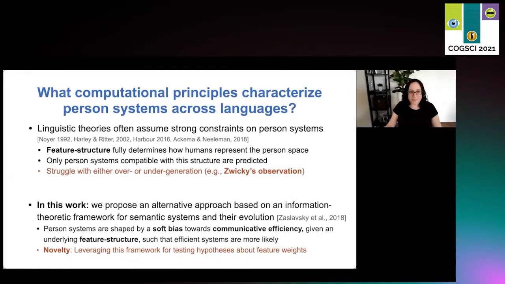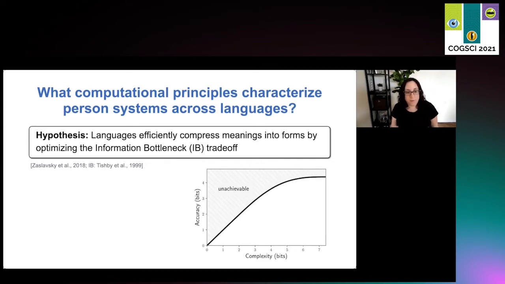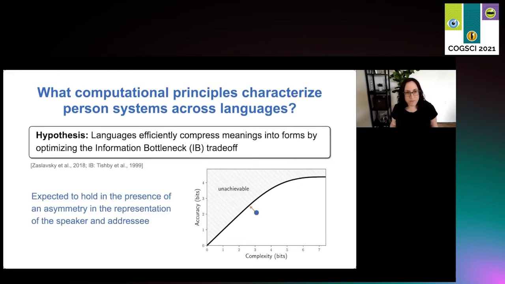Okay, thanks, Maura. So here's the main idea. Our approach is based on the hypothesis that languages efficiently compress meanings into forms by optimizing the information bottleneck between the complexity and accuracy of the lexicon. This principle gives us a theoretical bound on the efficiency of any person system, whether it is attested or not. This bound depends on their underlying representation of the domain. Therefore, if this hypothesis is true, then we expect that attested systems will tend to lie near the theoretical bound, given an asymmetry in the representation of the speaker and addressee, and this is exactly what we'll show.